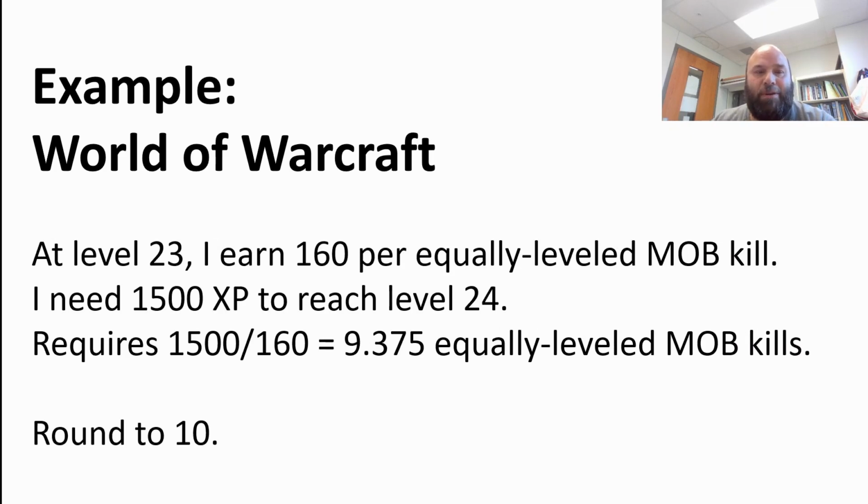Well, remember, we want 1,500 more to reach level 24. So we just divide. 1,500 is what we need. Divide by 160 that we get per kill, which we used our equation to find. And we get 9.375 equally leveled MOB kills. Now we're not going to make 0.375 kills, so we'll just round that to 10. So we should wander around this part of the map where this equation works and try to complete 10 equally leveled MOB kills that will get us to level 24, and we can go off on the next major quest.